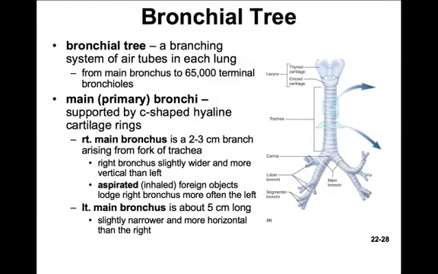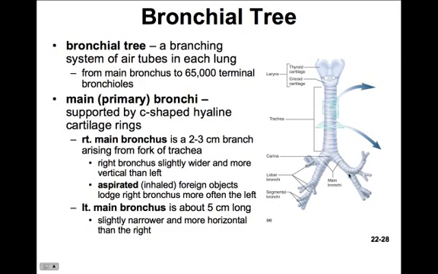Leading to each of the lobes of the lungs, we'll find the bronchial tree. This is a branching system of air tubes within each lung. The bronchial tree splits so many times that we go from one main bronchus to 65,000 terminal bronchioles. The main, or primary, bronchi are supported by C-shaped hyaline cartilage rings. It splits into the right main bronchus and the left main bronchus.